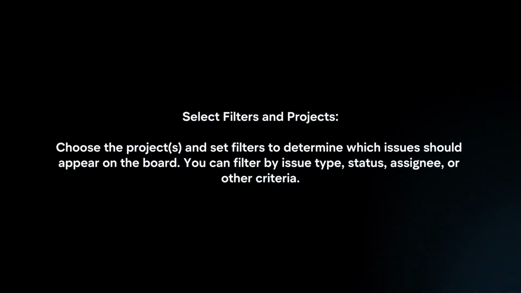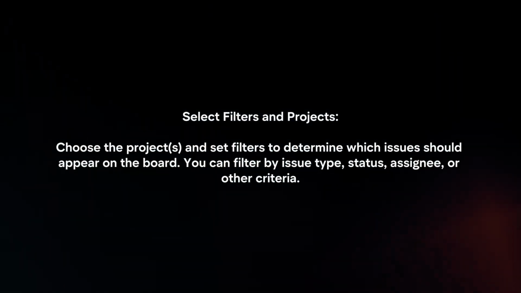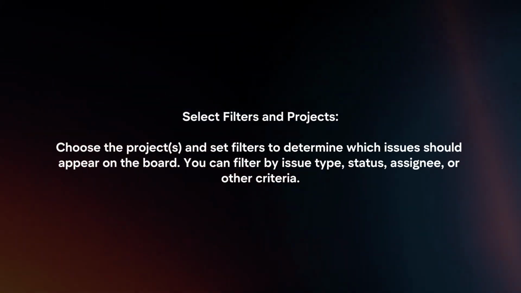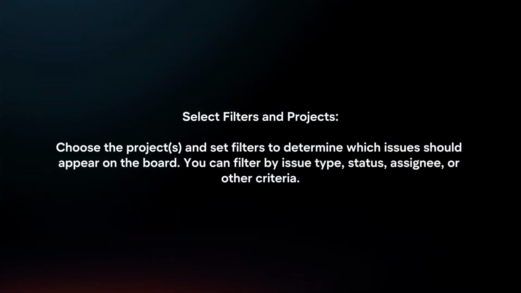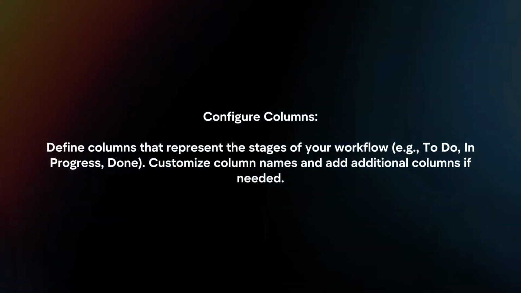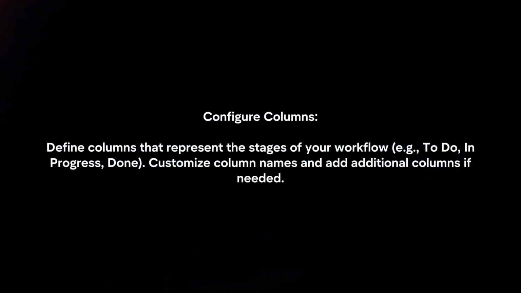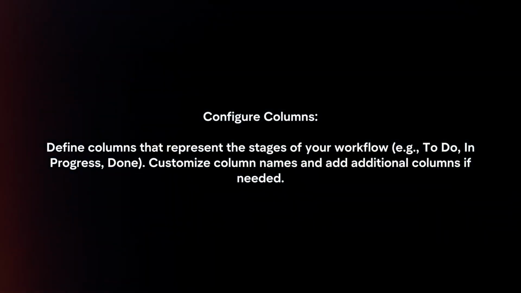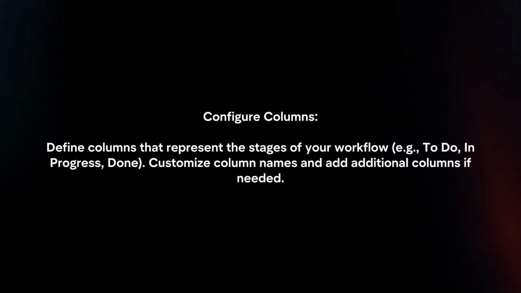Select Filters and Projects. Choose the project and set filters to determine which issues should appear on the board. You can filter by issue type, status, assignee, or other criteria. Configure columns. Define columns that represent the stages of your workflow. Customize column names and add additional columns if needed.